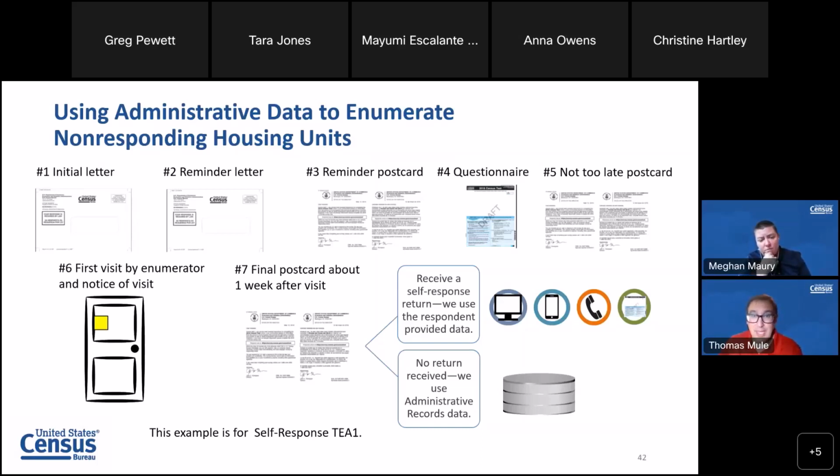Additionally, about 1 week after this visit happened, we sent another postcard to the address encouraging them to respond. And in addition, the self-response internet option was open all throughout the non-response follow-up operation, so people could have responded all the way through October in 2020. So there were these multiple ways that we were encouraging people to respond to the census before we were going to use the administrative record information that we had.